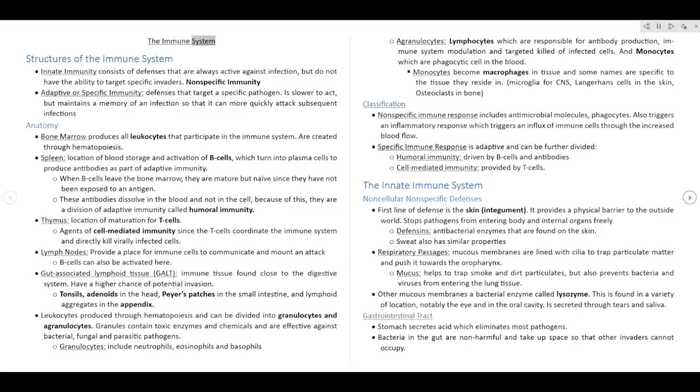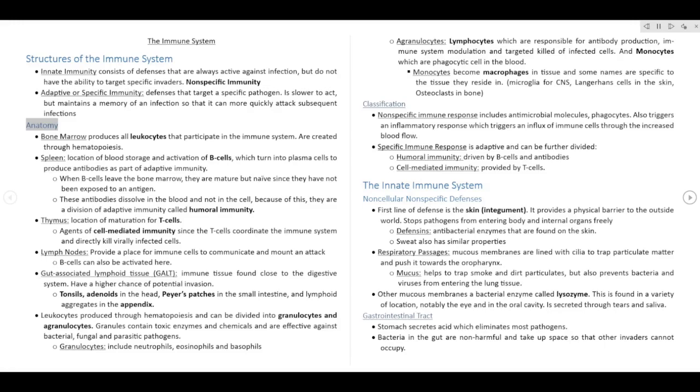The immune system. Structures of the immune system. Innate immunity consists of defenses that are always active against infection, but do not have the ability to target specific invaders. Nonspecific immunity. Adaptive or specific immunity, defenses that target a specific pathogen. It is slower to act, but maintains a memory of an infection so that it can more quickly attack subsequent infections.